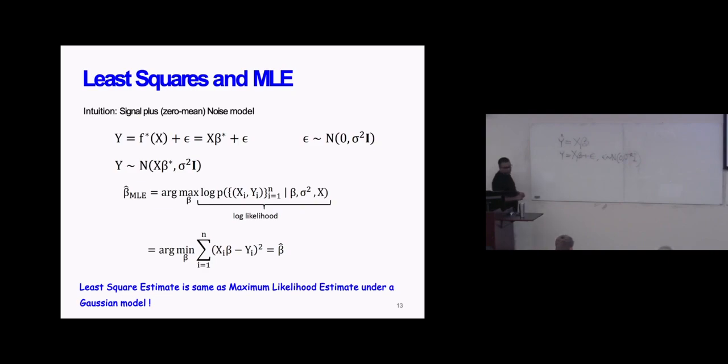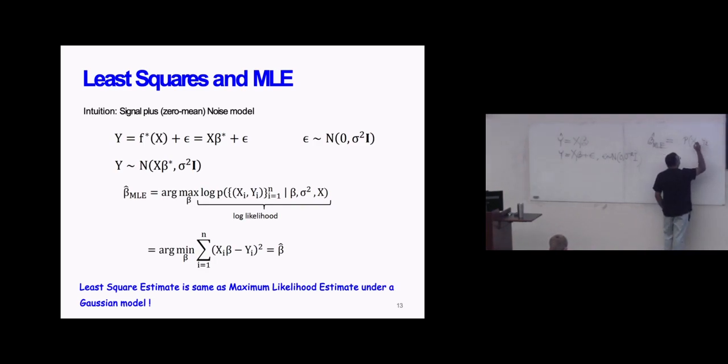Okay? So how to do it? Remember, the maximum likelihood estimate of beta is essentially what? The probability that you will see all the xi combinations, given some beta and some sigma square.